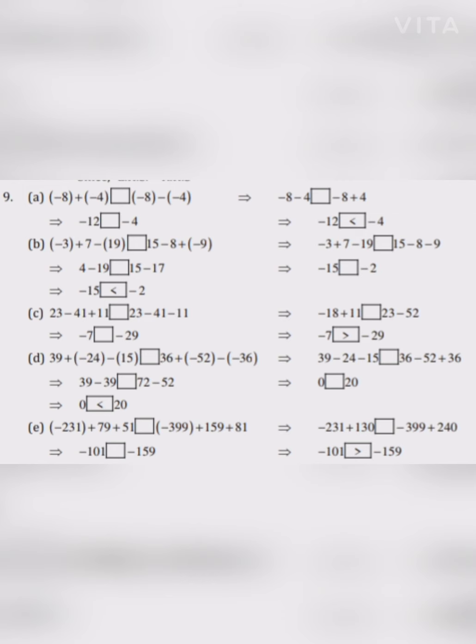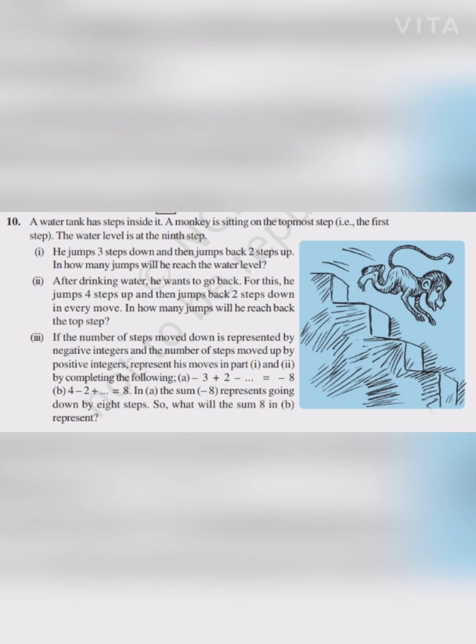Our 10th question, which is our last question of this exercise, is: a water tank has steps inside it. A monkey is sitting on the topmost layer. Example, the first step of the stairs. The water level is at the 9th step. First part of this question is, he jumps 3 steps down and then jumps back 2 steps up. In how many jumps will he reach the water level?